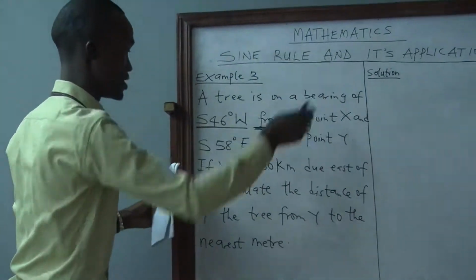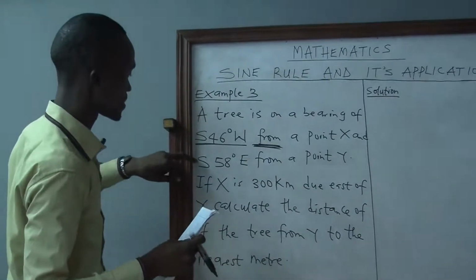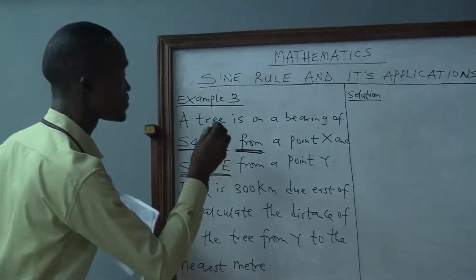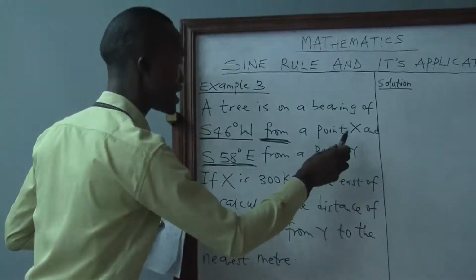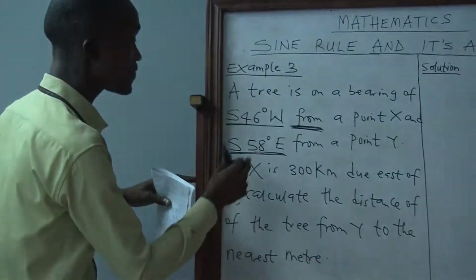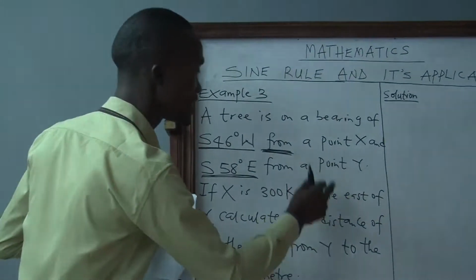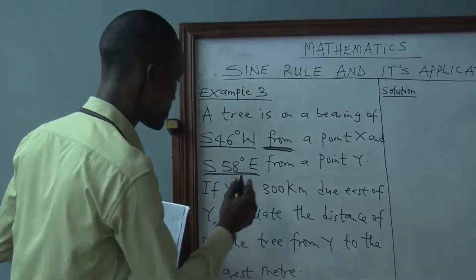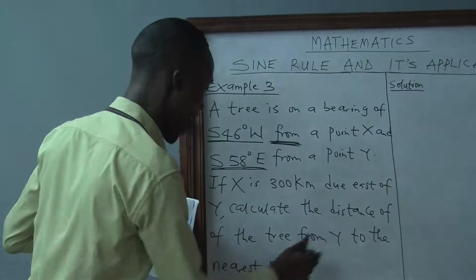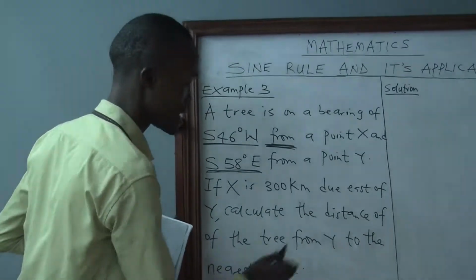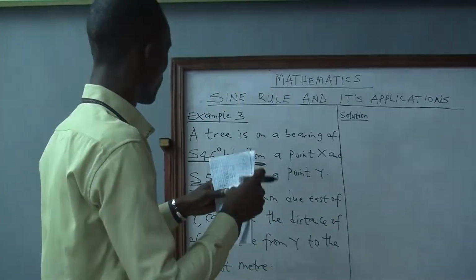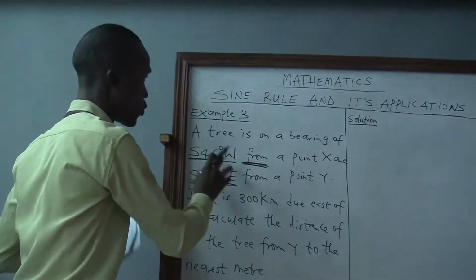And that same tree is on a bearing of south 58 degree east. This is also a compass bearing from a point Y. If X is 300 kilometers due east of Y, calculate the distance of the tree from Y to the nearest meter. Now we start by taking the first one from X, southwest.